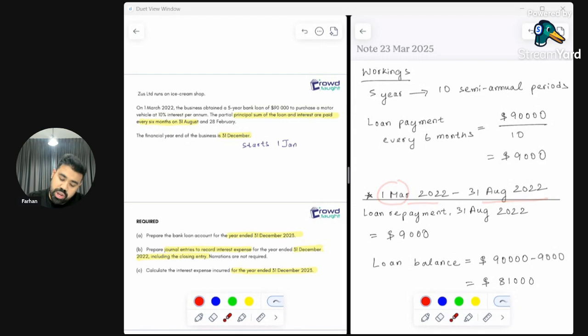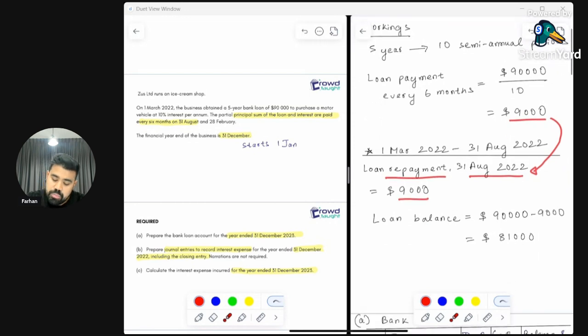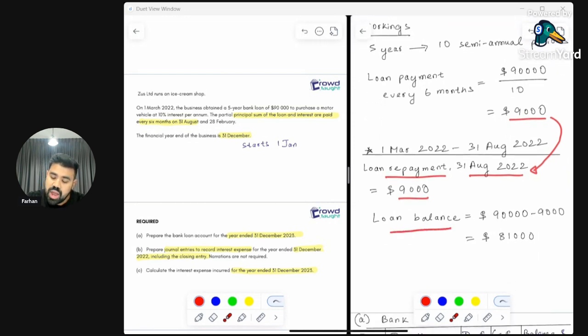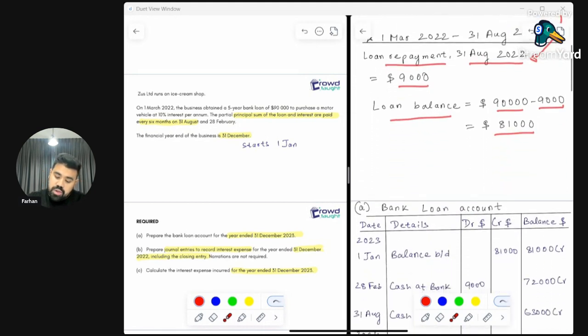All right, so we know the loan repayment is $9,000 every 6 months. So on that basis, on 31 August 2022, we're going to repay $9,000, right? After the $9,000 is repaid, the loan balance will be $90,000 minus the $9,000 which we have repaid, which will give us a loan balance of $81,000 at 31 August 2022. Okay? All right. Then let's focus on the bank loan account now.